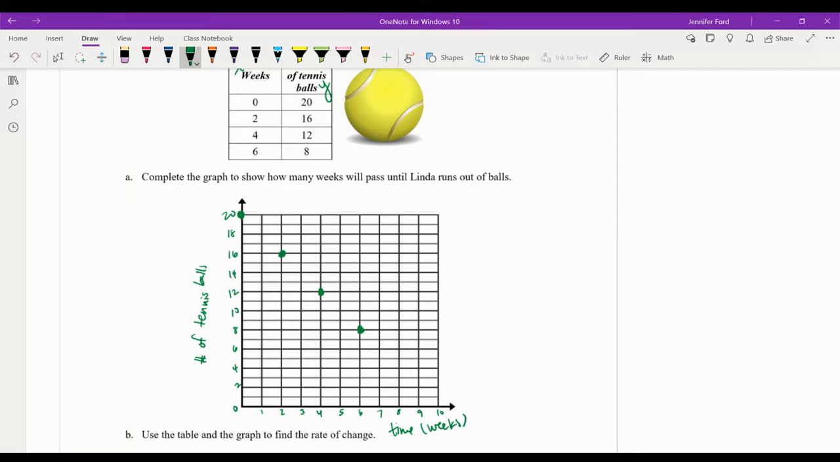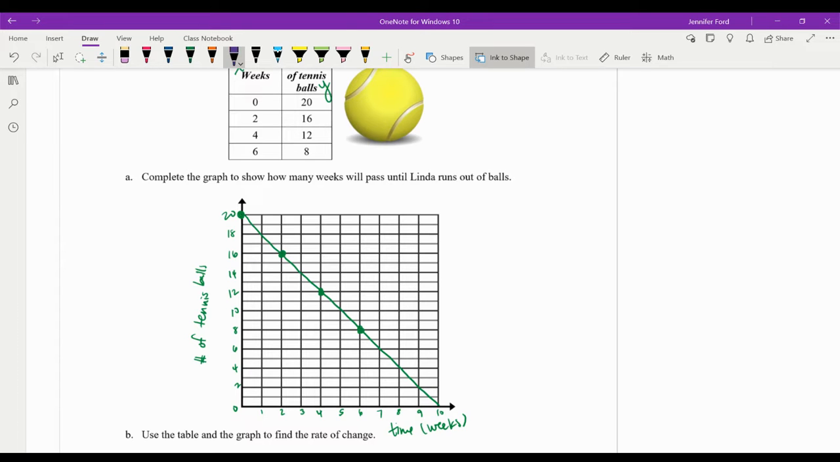I am going to try ink to shape. Let's see if this gives me what I want. Okay. So to do the graph, it's going to go down. I don't know if that actually did it. Let's actually do a straight line. So it's going to start at 20. Okay. That's my straight line. It's straight enough. Okay. Use the table and the graph to find the rate of change.